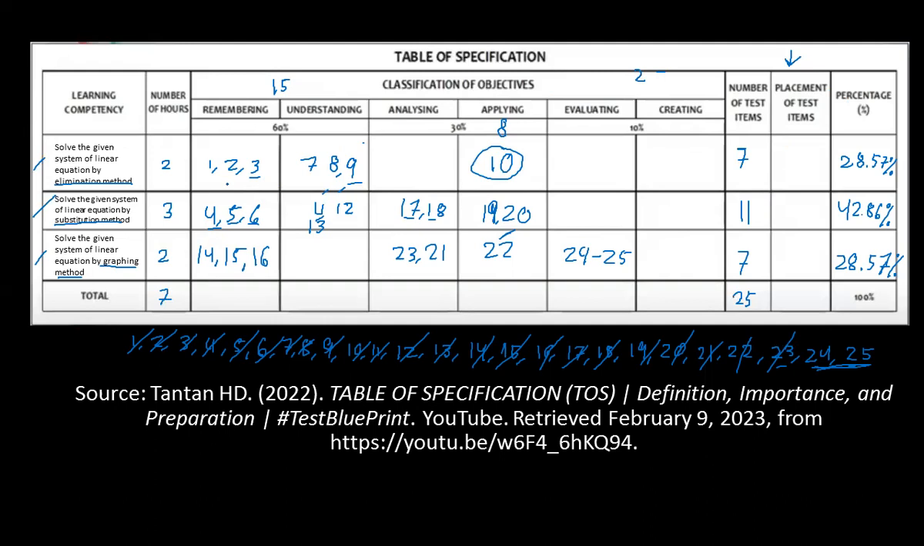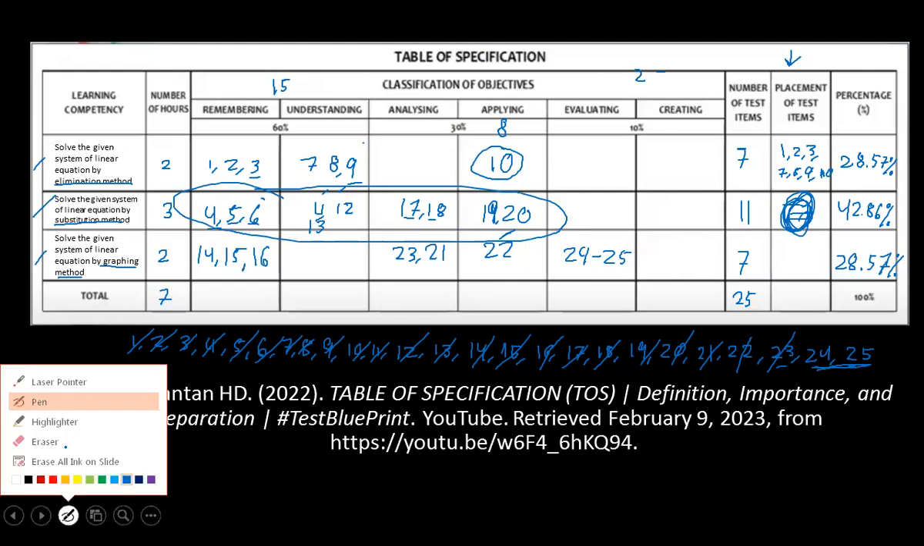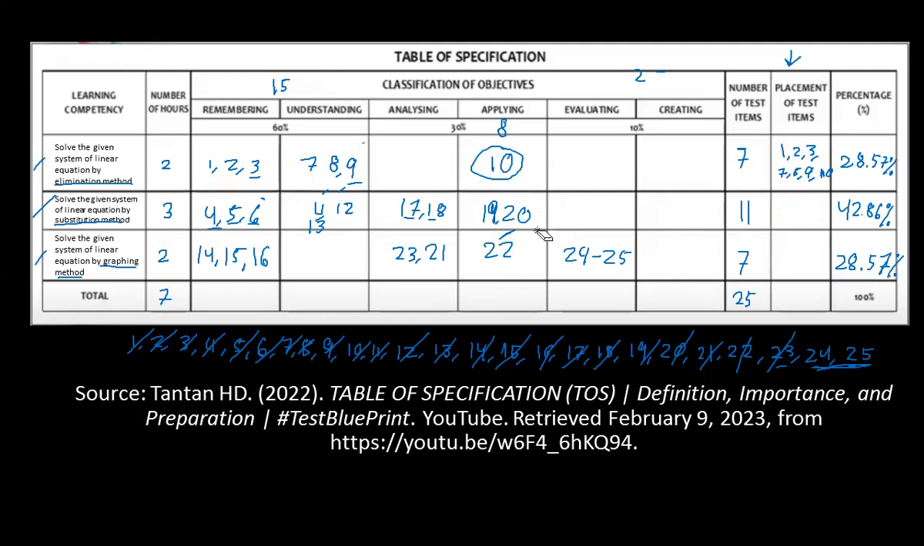Okay? So, anong meron dito? 1, 2, 3, 7, 8, 9, at saka 10. So, ilagay mo lang dito. 1, 2, 3, 7, 8, 9, tapos 10. Ayan. So, ganun din gagawin natin dito. Pero wala akong space dito. Ha? Wala akong space dito. Pero yeah, kung ano yung mga number of items na nilagay mo dito sa second learning competency, ilagay natin yan dito. Okay, dito sa placement of test items. Just put the numbers there. Okay, and we're good to go.